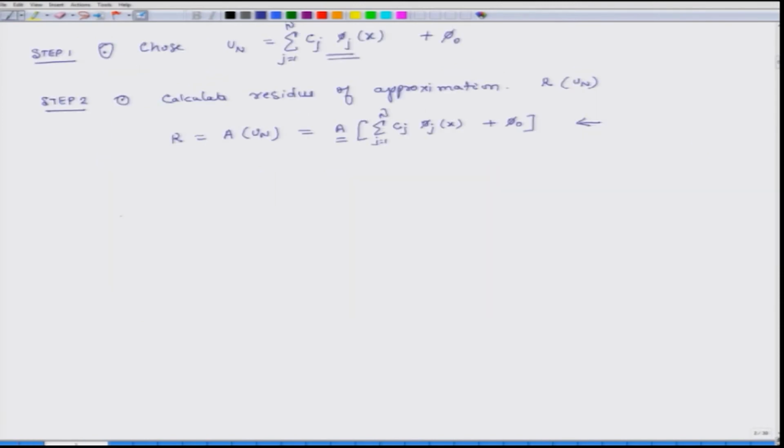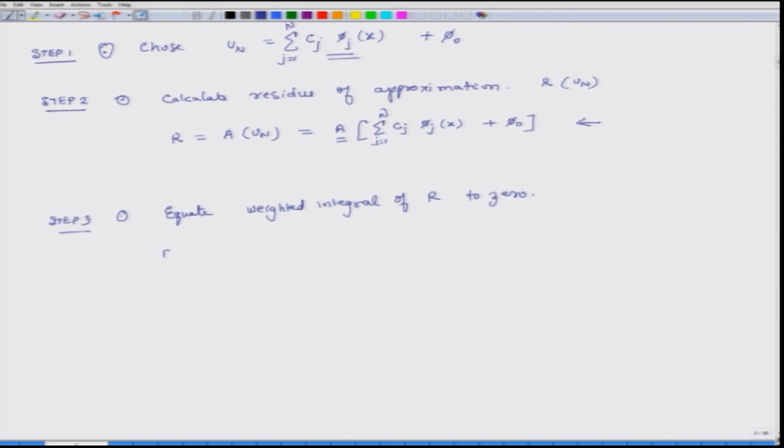Then the next step is step 3, that we equate the weighted integral of r to 0. Okay.